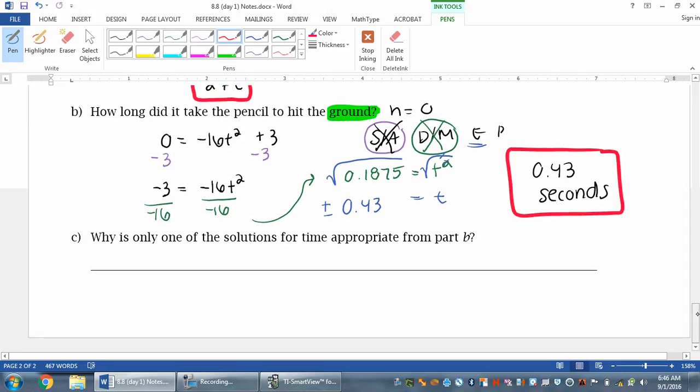All right, and part C. Why is only one of the solutions for time appropriate? Remember, I have 2 solutions. Why did we only choose one? Because time cannot be negative. I can say time is always positive as well, which is the exact same thing.